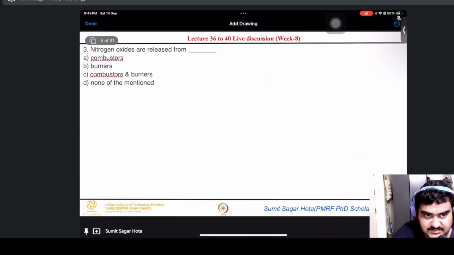Nitrogen oxides are released from what? Both the combustor and the burner can release them. It's a very few harmful pollutant.